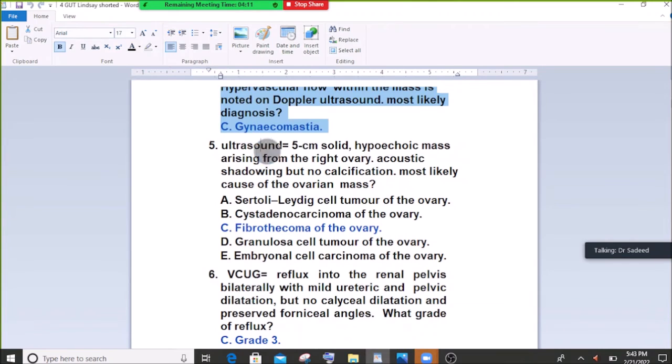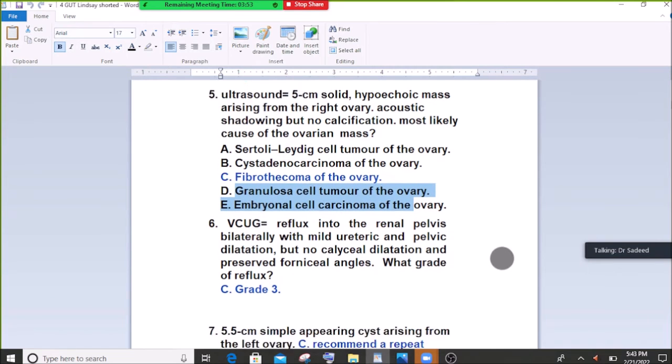Number 5. Ultrasound shows a 5 cm solid hypoechoic mass arising from the right ovary, with acoustic shadowing but no calcification. Most likely cause: fibroma of the ovary. There is a 5 cm solid hypoechoic mass arising from the right ovary with shadowing and no calcification, so most likely fibroma of the ovary, which does not make any sense.